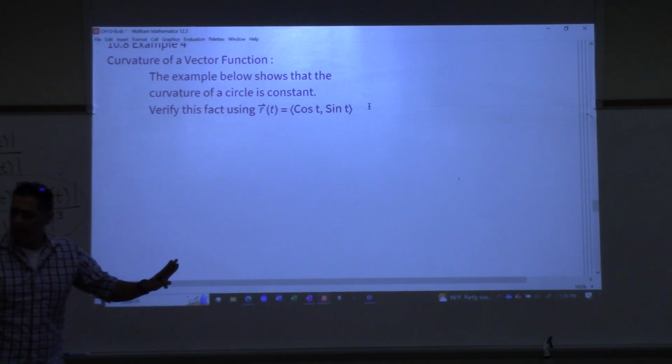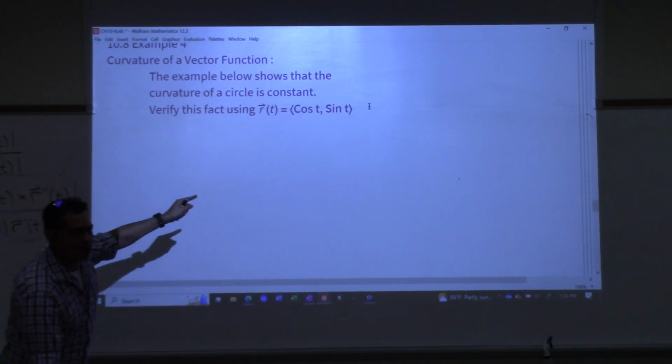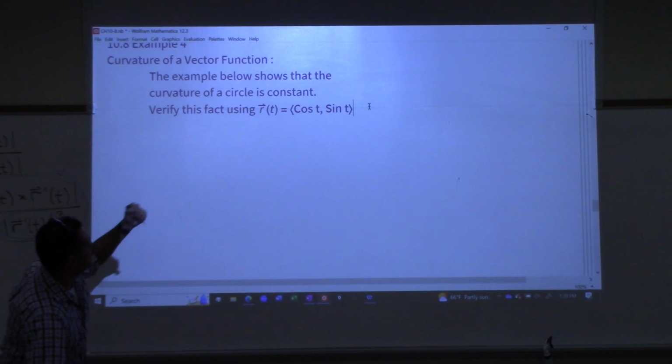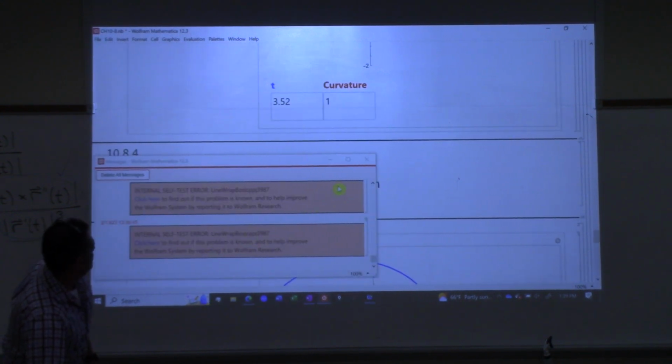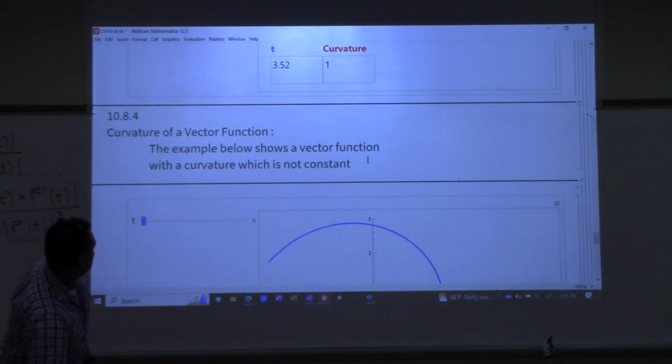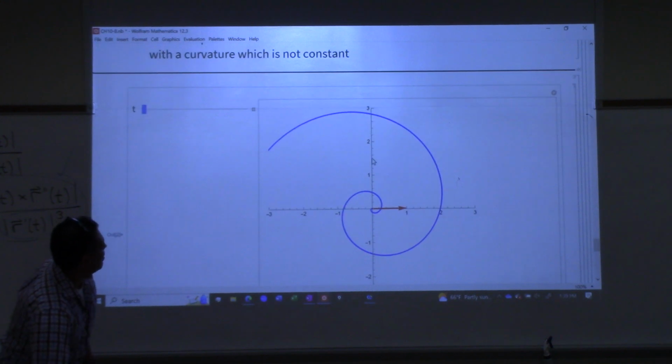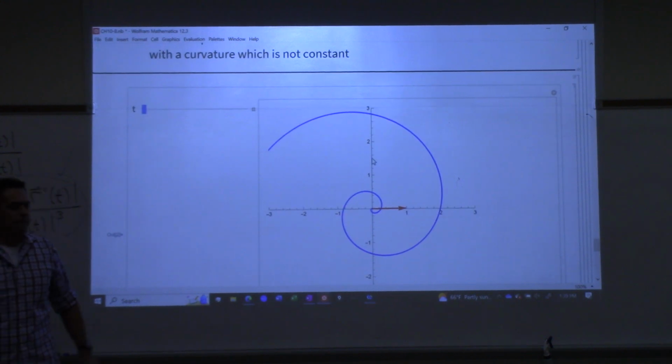All right, we're good? Two-dimensional vector function. We found the curvature by extending it into three-dimensional space. And I haven't figured out what this error is yet. I was trying to figure it out this morning. I'll figure it out. Here's a different curve, okay?